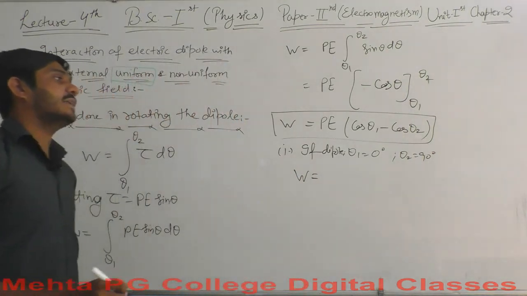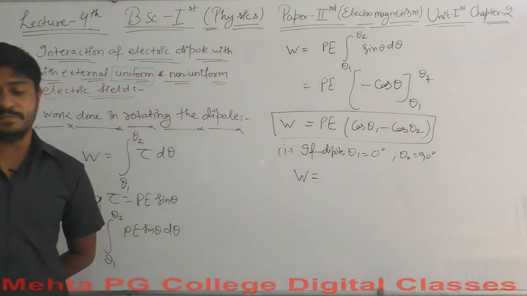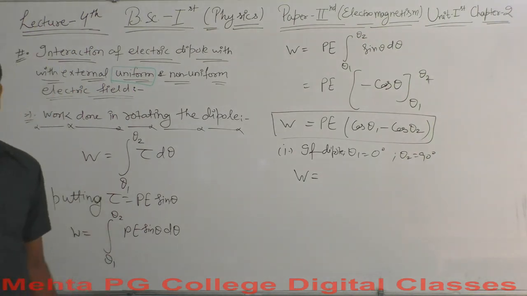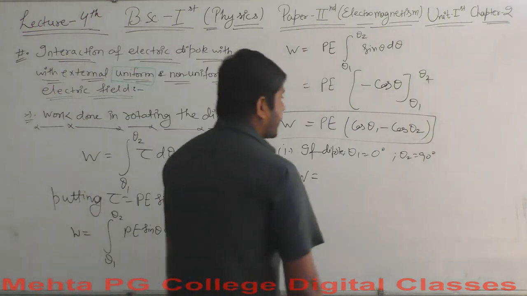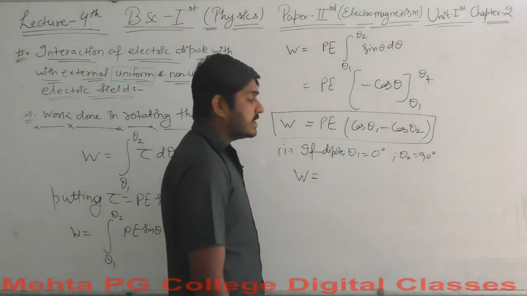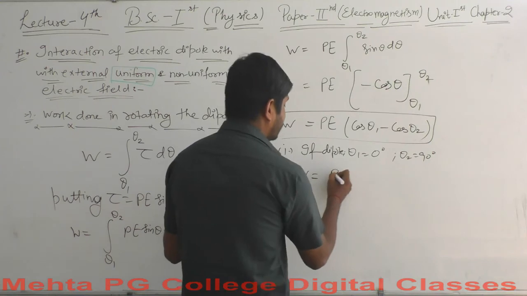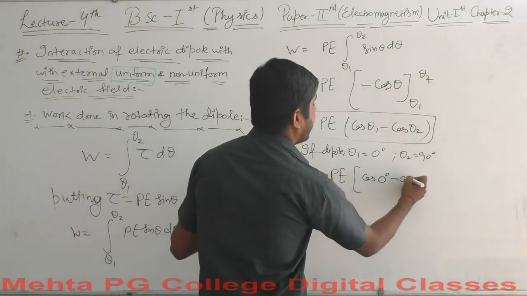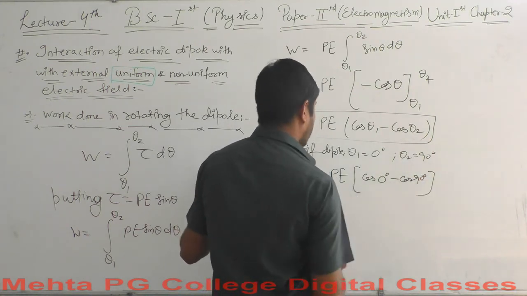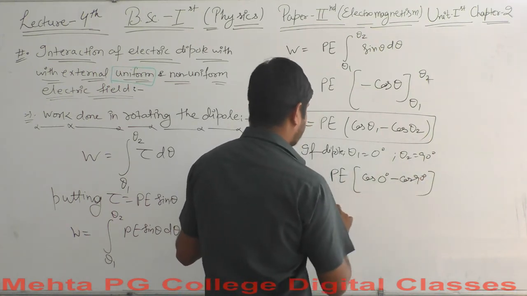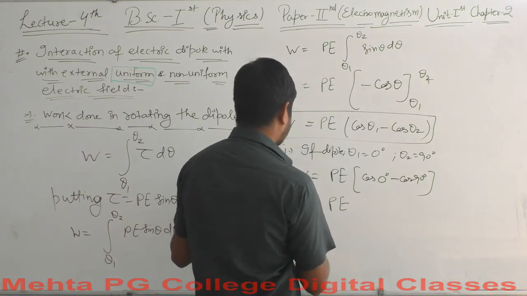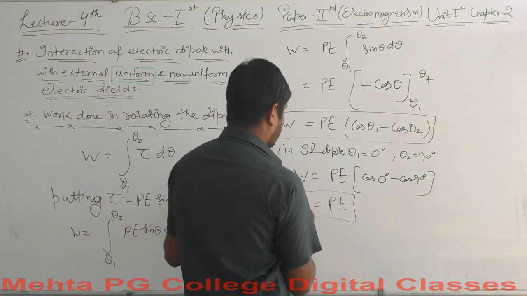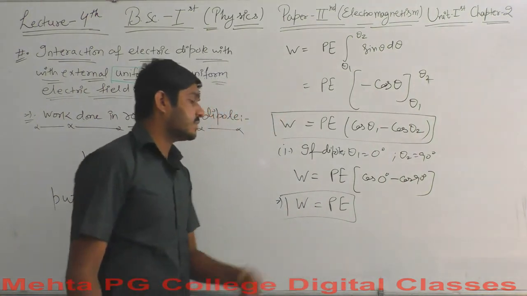So what should be the work done here? Is the work done maximum or minimum? Let's find out. Well, this time the work done should be minimum because theta is 0 degrees initially, but let's calculate. cos of 0 degrees minus cos of 90 degrees. So you will have the value pE here. The work done is equal to pE.